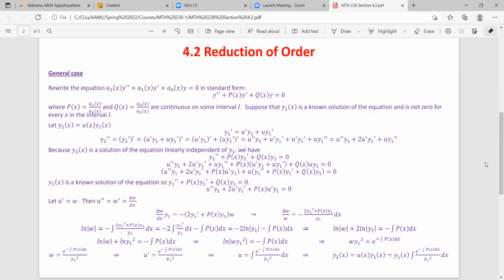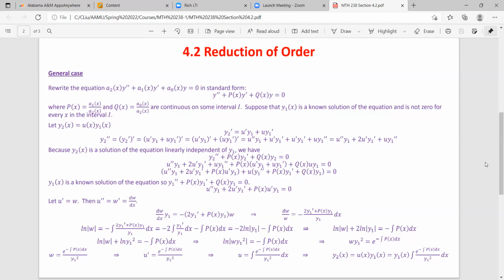We don't know y2 or u, but we know they exist and they are functions of x. So we take the derivatives using the product rule again; everything is parallel to the example we did. Using the product rule for y2 prime, we get u prime times y1 plus u times y1 prime. This time, y1 is just a known solution of the equation, instead of e to the x as in the previous example.